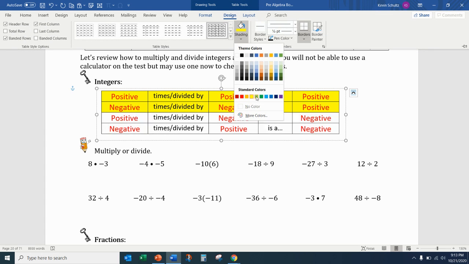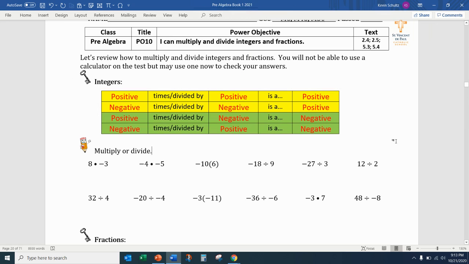When we get a negative answer, we'll do this in green. When you get a negative answer, it's because your signs are different. Doesn't matter which one comes first, positive, negative, negative, positive.